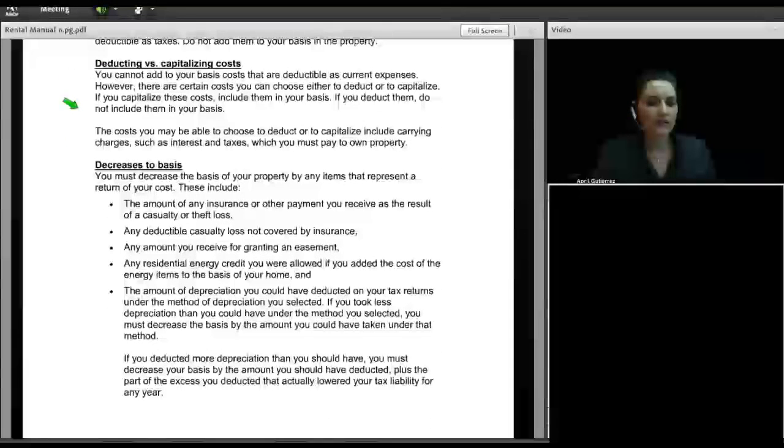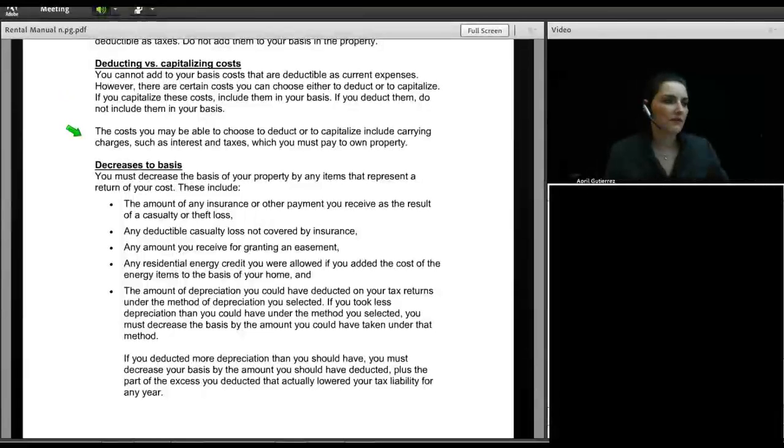Deducting versus capitalizing costs. You cannot add to your basis costs that are deductible as current expenses. However, there are certain costs you can choose to either deduct or capitalize. If you capitalize these costs, include them in your basis. If you deduct them, do not include them in your basis. The costs that you may be able to choose to deduct or capitalize include carrying charges such as interest and taxes, which you must pay to own property.